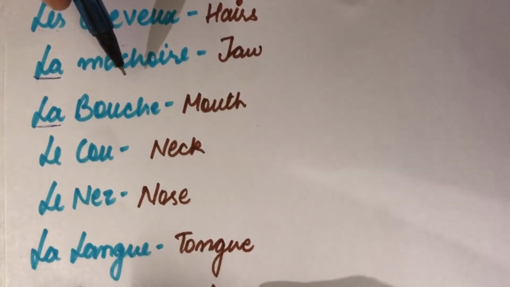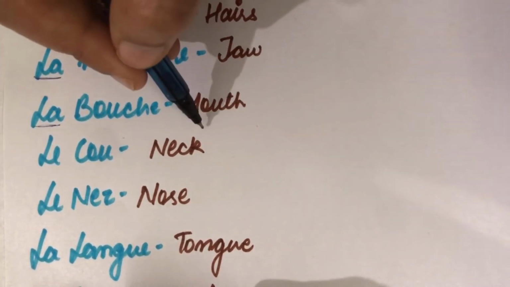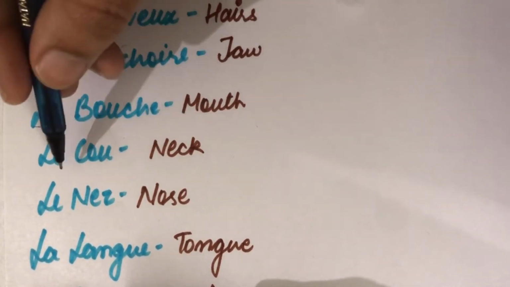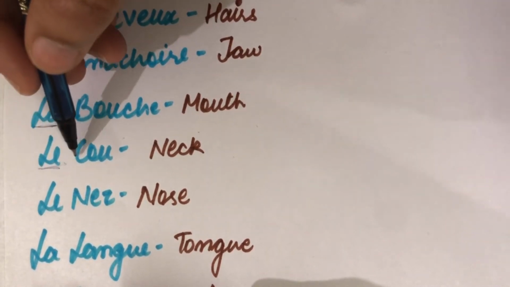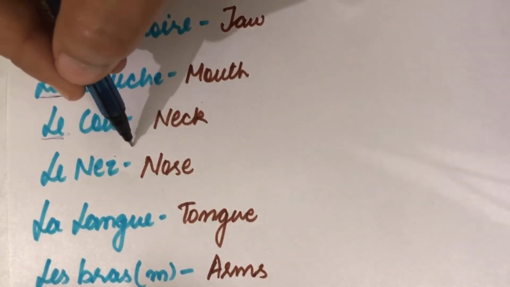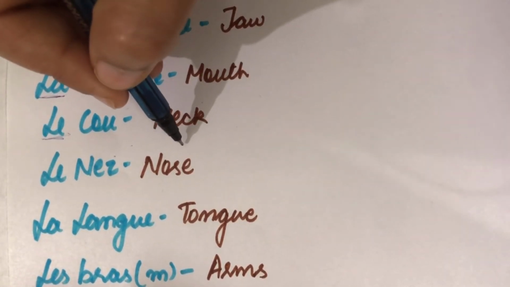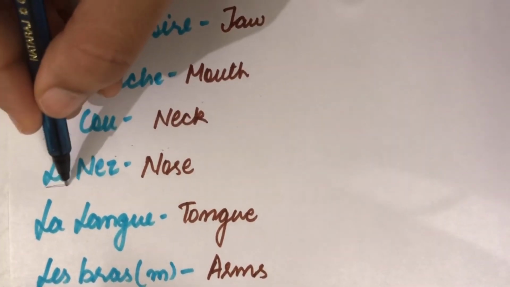Next is le cou, which is neck. This neck is masculine in nature, so le is used over here. Next is le nez, which is nose. Again, nose is masculine.